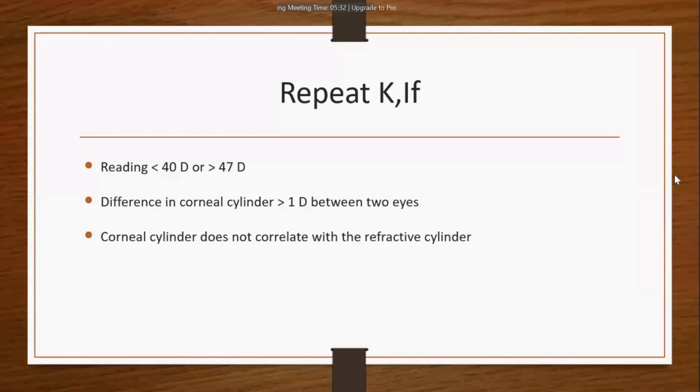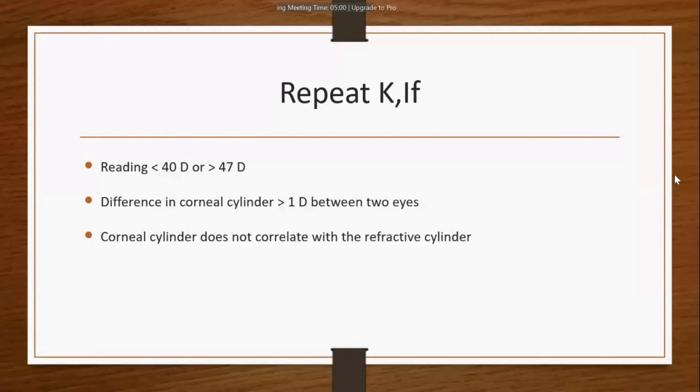The main things to remember whenever you are taking a keratometer reading: you want to repeat the keratometry value if it is less than 40 diopters or greater than 47 diopters, as a cross-check. And if the corneal cylinder between the two eyes differs, for example the right eye is 43 diopters and the left eye goes beyond 44 or 45, then you want to repeat the keratometer values and recheck whether the values are correct or not.